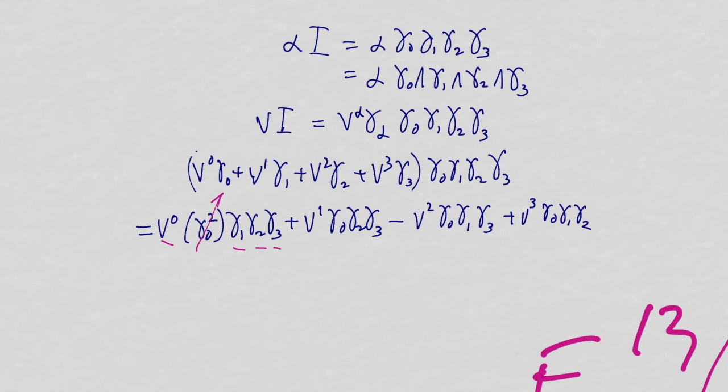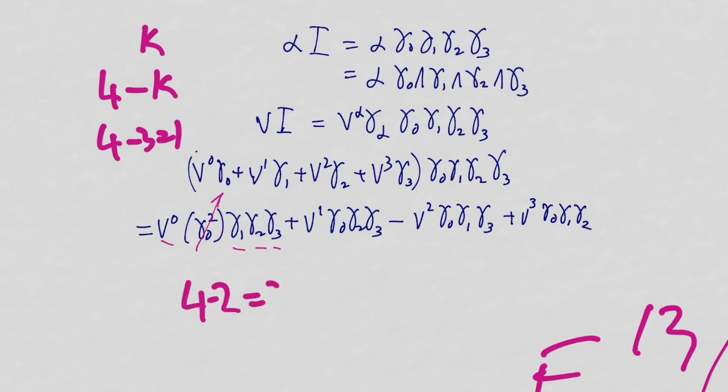This Hodge duality process of multiplying on the right by I, by the pseudoscalar, produces an orthogonal vector that lives in the complementary or the dual subspace. So if you start with the grade k, the dual is grade 4 minus k. So if I started in grade 3, the dual is 4 minus 3, which is a vector. So the dual of a trivector is a vector. The dual of a bivector is another bivector. The dual of a scalar is a pseudoscalar.